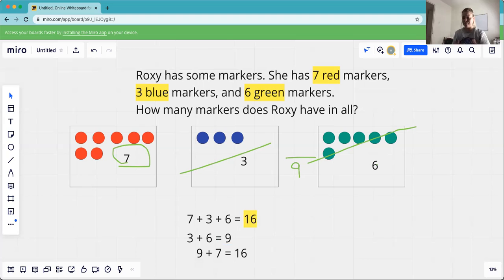It doesn't matter as long as you're making sure that you count all of your dots, your pictures, your manipulatives, whatever you're using. Make sure you count all of them to get that answer. And you can actually check your work. I did 7 plus 3 first, and then I added 6. You can check your work by doing it backwards, the other way, 3 plus 6. What's that answer? 9. 9 plus 7 equals 16. Did I get the same answer in both?